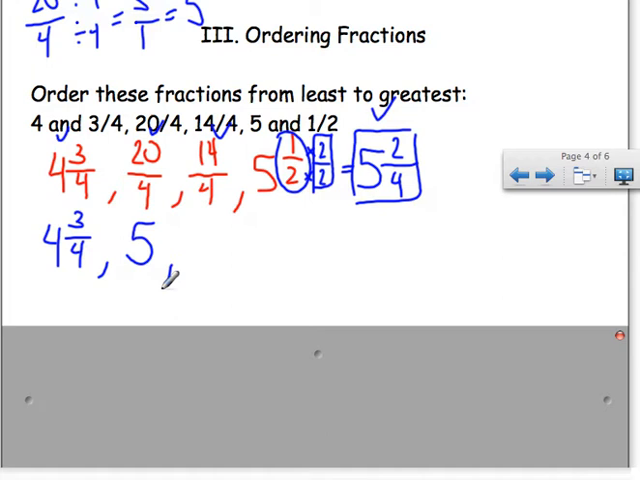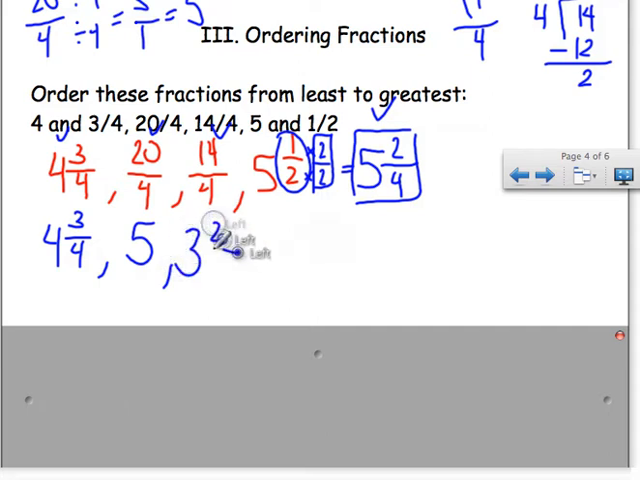14/4, I want to turn that into a mixed number. I'll do that over here. 14/4. If I want to turn that into a mixed number, I'll use that strategy of dividing 14 divided by 4. 4 goes into 14 3 times. 3 times 4 is 12. I subtract, there's a remainder of 2. So 3, remainder 2. So that means 14/4 is the same thing as 3 2/4. And the last fraction I already have as a mixed number, it's 5 2/4.